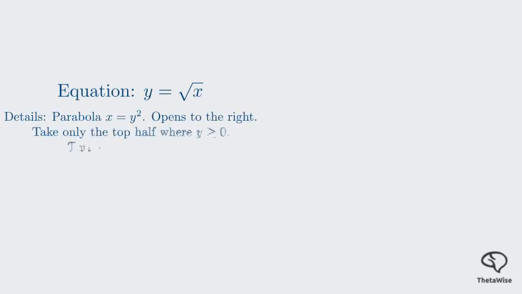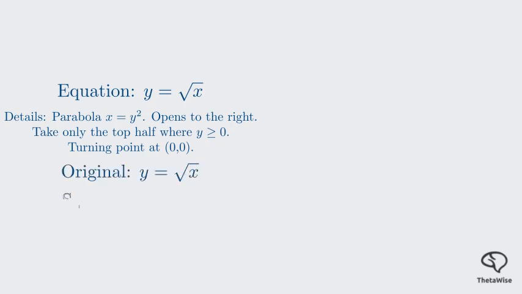Let's tackle a few more complex-looking equations. Remember, the first step is often to rearrange them into a more recognizable form. Our first equation is y equals the square root of x. Whenever you see a square root, a great strategy is to square both sides. This gives us y squared equals x.